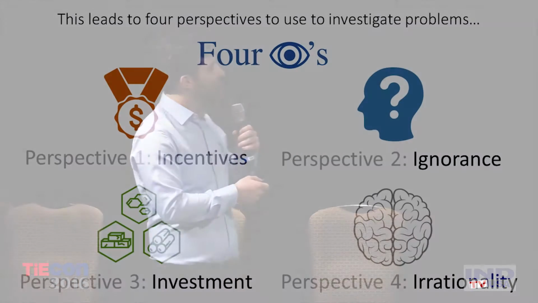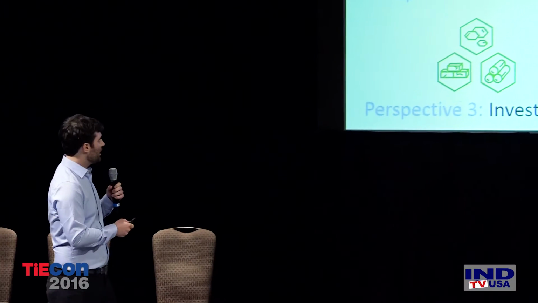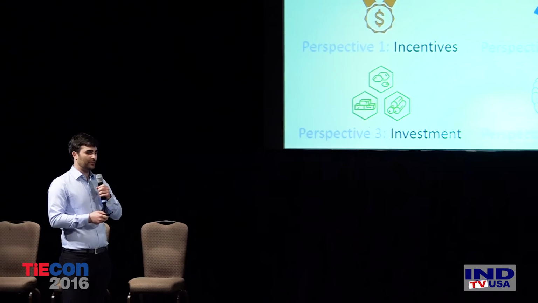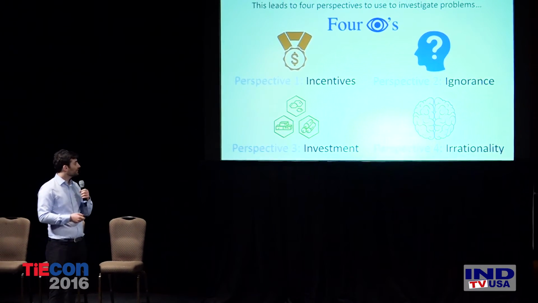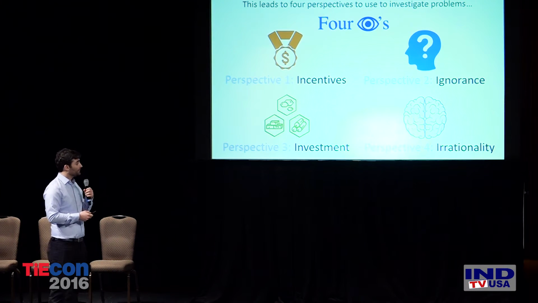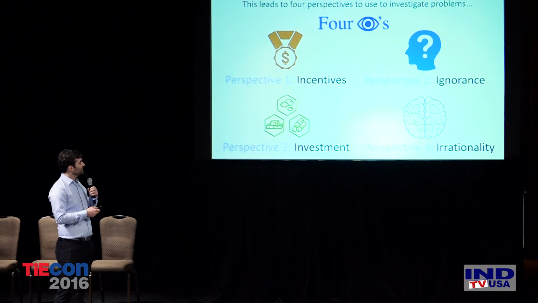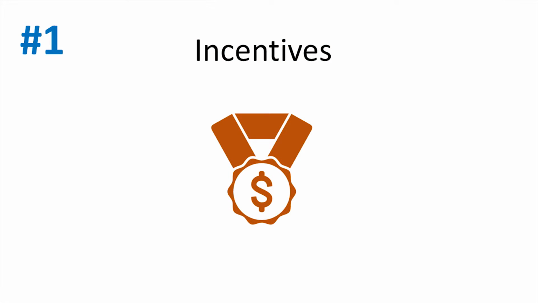And this is where we get the 4 I's framework. So this gives us 4 perspectives for thinking about why a problem has not already been solved so that we can come up with a correct strategy of how to solve it. So perspective 1 is the perspective of incentives. Perspective 2, we think about ignorance. Perspective 3, we think about investment. And perspective 4, we think about irrationality. And very conveniently, these all start with the letter I. So let's start with number 1, incentives.